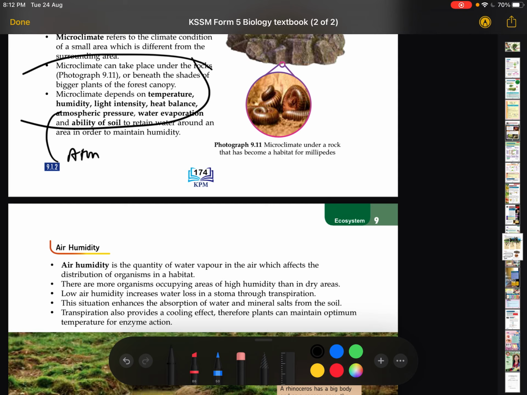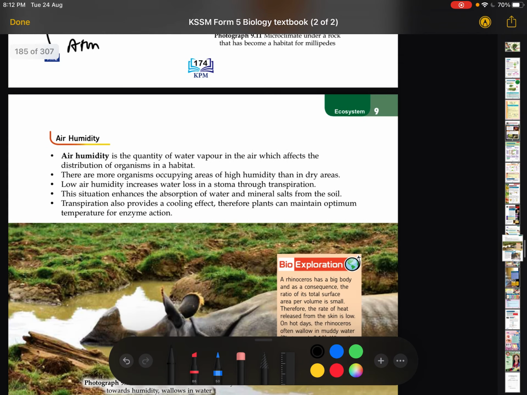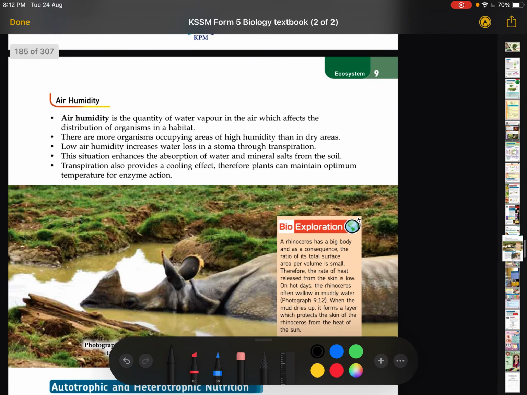And then, yeah, it also depends on the ability of soil to retain water around an area in order to maintain humidity. So it's basically humidity, lah. Not all areas have equal humidity. At the ground, maybe it'll be easy to trap air and water vapor, but in the sky where most trees grow, it's harder.